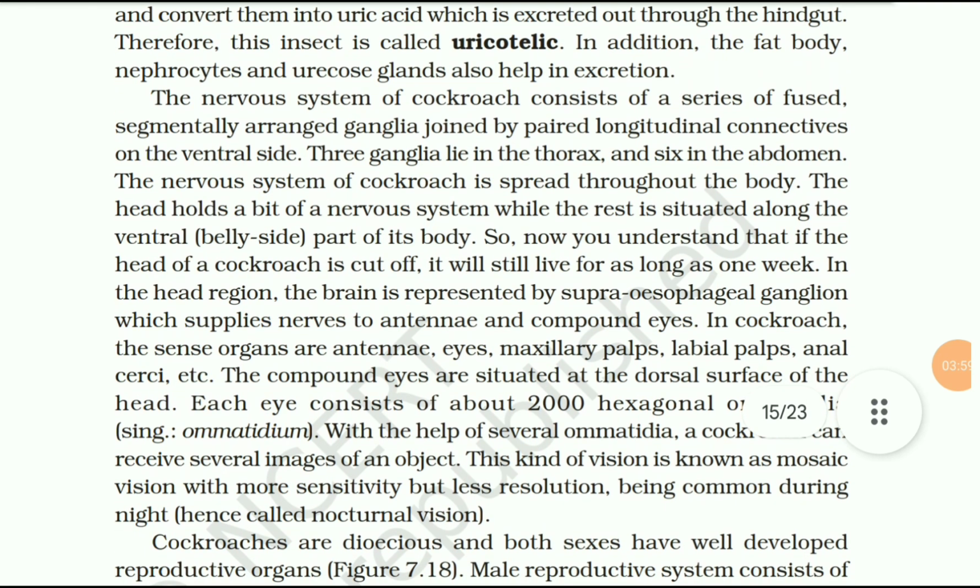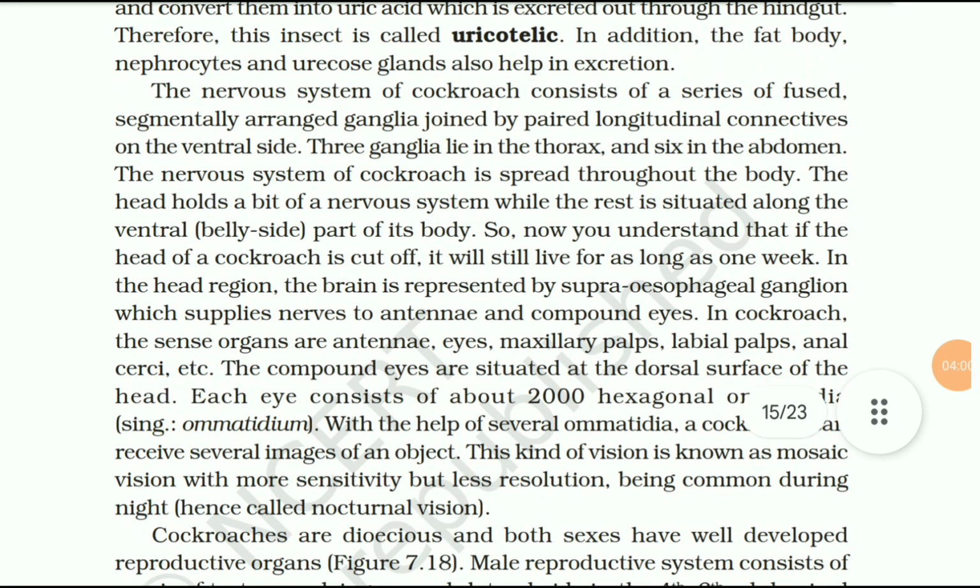Clear? Understood? Again I am repeating that, listen to it properly. Visceral organs located in the hemocoel are bathed in blood, that is hemolymph. The hemolymph is composed of colorless plasma and hemocytes. What is hemolymph composed of? Colorless plasma and hemocytes. Okay.